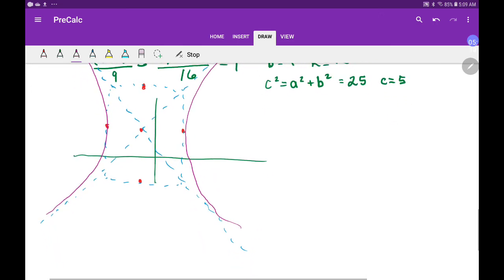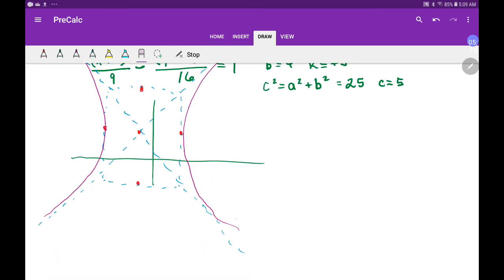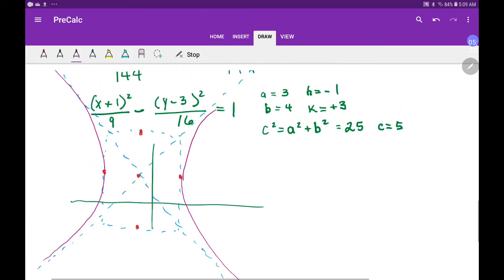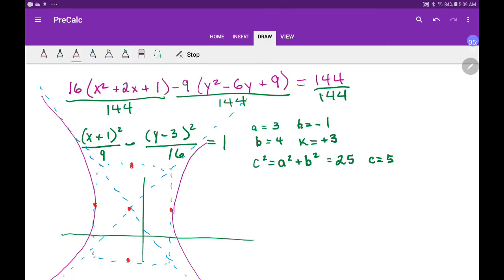Okay, so it's a horizontally oriented hyperbola. Oh well, there we go. And the foci, I didn't do the foci. The foci are 5 away. So a is 3, so I need a couple more. So we'll say the foci is about right there, and about right there. Okay, so that's good.